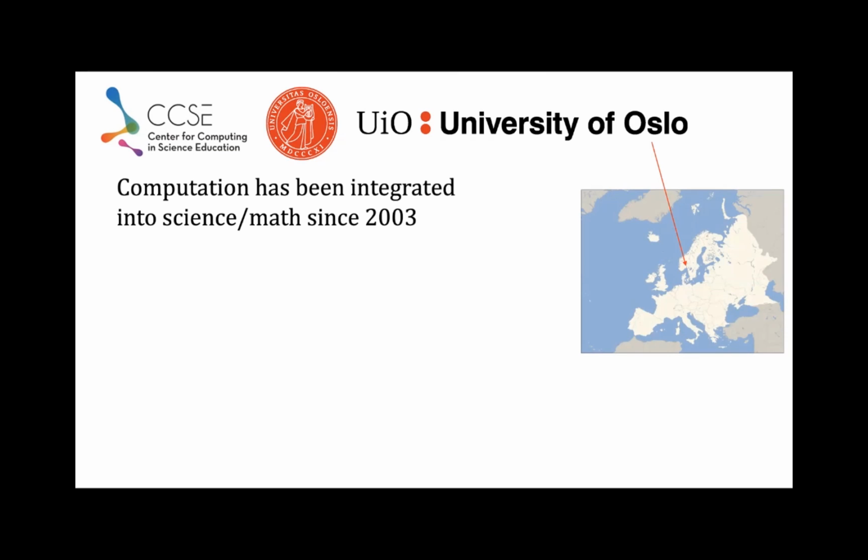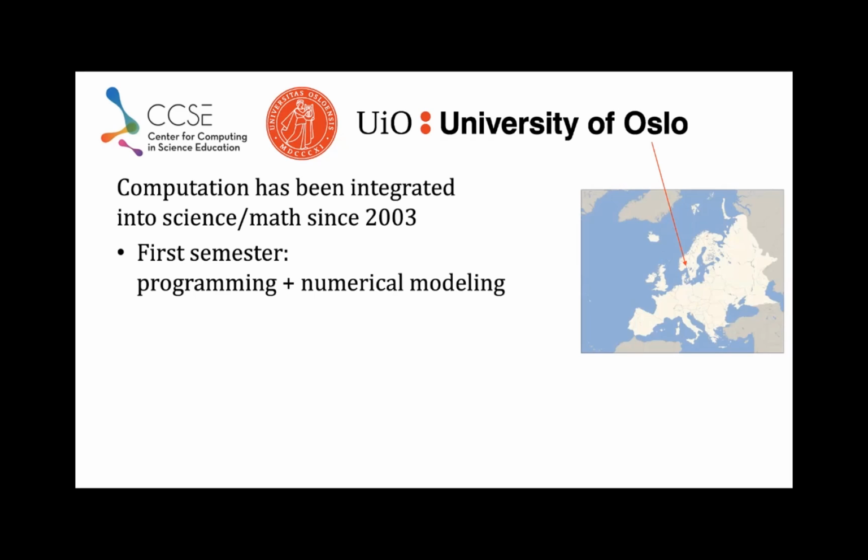At the University of Oslo, we've had a focus on integrating computation into science and math courses since the early 2000s. In practice, what this means is that if you were to come to the University of Oslo and enroll in a degree program to become a mathematician or a scientist, you would most likely take a programming and numerical modeling course during your first semester, either together or separately. The programming is typically done in Python and gives students a crash course in the basics of object-oriented programming. The numerical modeling focuses heavily on solving disciplinary problems, so solving the types of problems that you would use computation for in math and science.